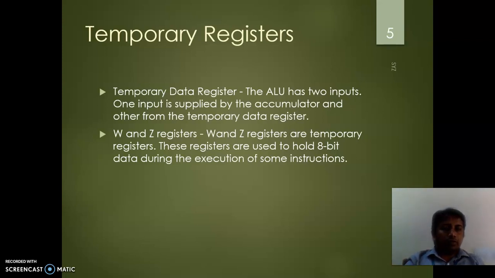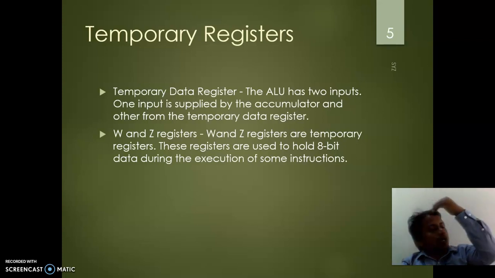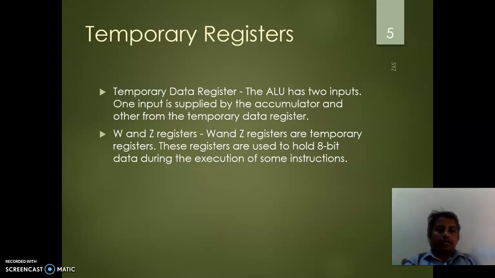As you can see in the architecture, there are two inputs to the ALU. One input comes from the accumulator. The other comes from the temporary data register. So whatever data you are processing in the ALU comes from the accumulator, and the other operand comes from the data register. The immediate data value is stored in the data register before processing. Every data flows through the data register internally, but you can't use this data register in the program.